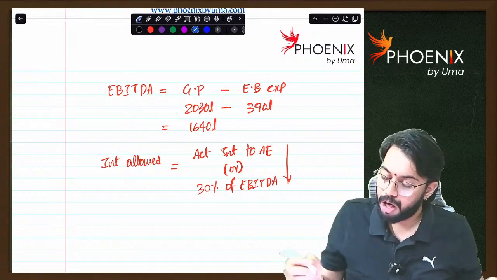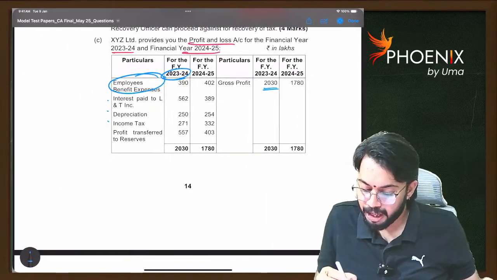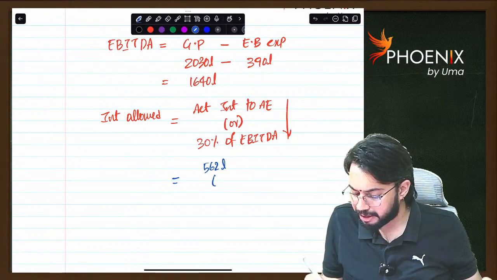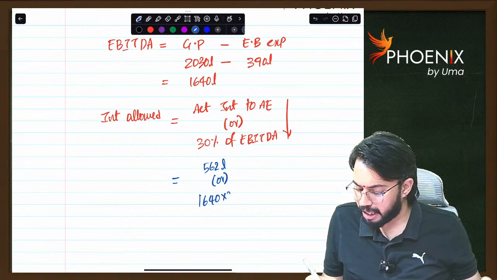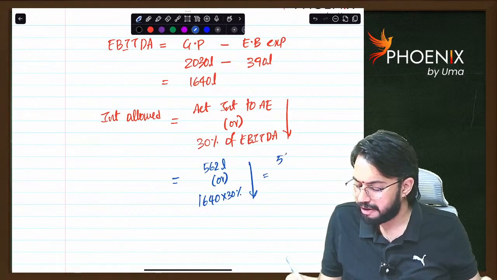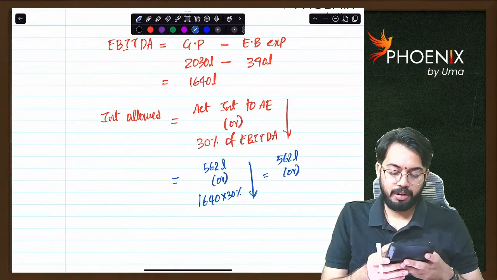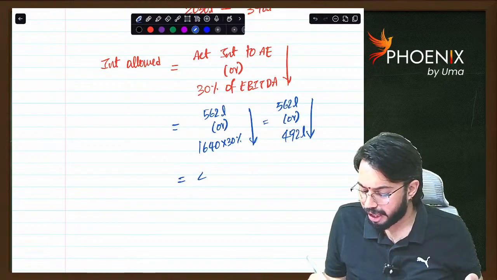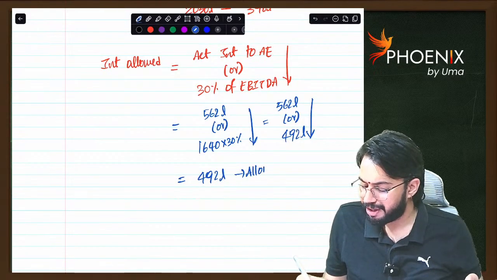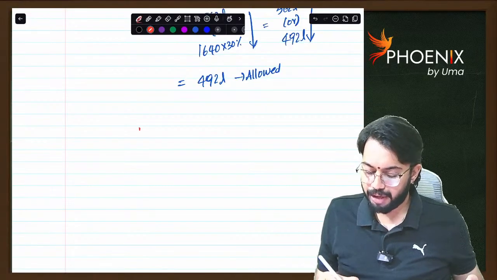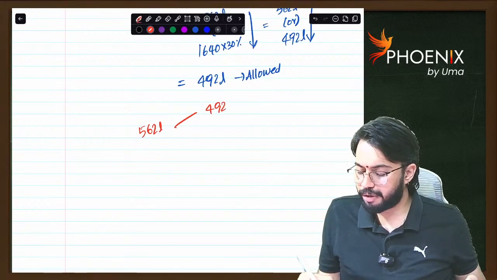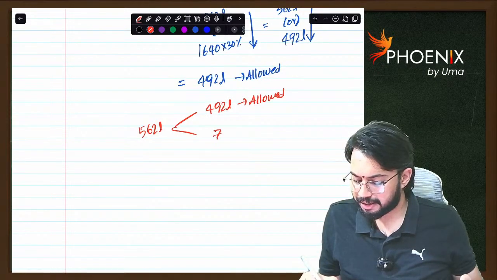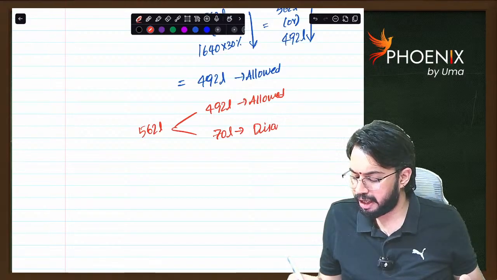whichever is lower. How much is the actual interest to associated enterprise? Actual interest to associated enterprise is 562 lakhs. So 562 lakhs or 1640 into 30%, 492 lakhs, whichever is lower. That means 492 lakhs is allowed as deduction. So very simple. Out of 562 lakhs, 492 lakhs is allowed. How much is balance? 70 lakhs. That 70 lakhs is to be disallowed in the current previous year.